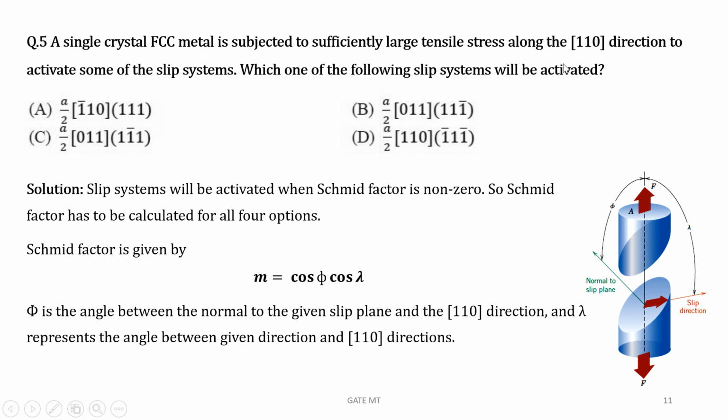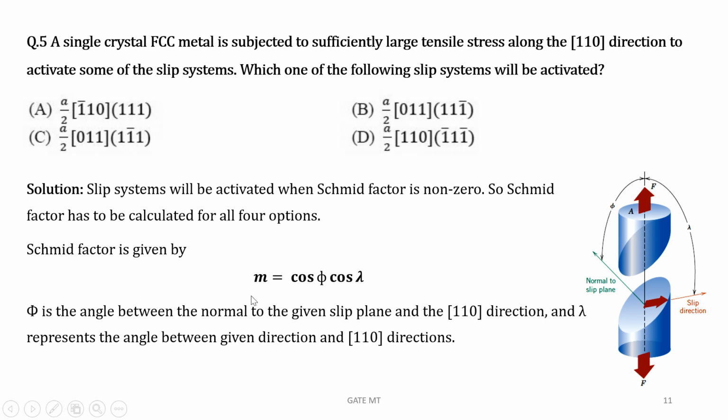Phi will be the angle between the given plane. So in the options, many planes are given to us, in curved brackets, right? So the given slip plane and this direction, that will be phi, and lambda will be between the given direction. That is, in the options we have many directions, this direction and this particular direction. Phi is the angle between the normal to the given slip plane and the direction. Lambda represents the angle between the given direction and the 110 direction. That is the direction in which the tensile stress is applied.